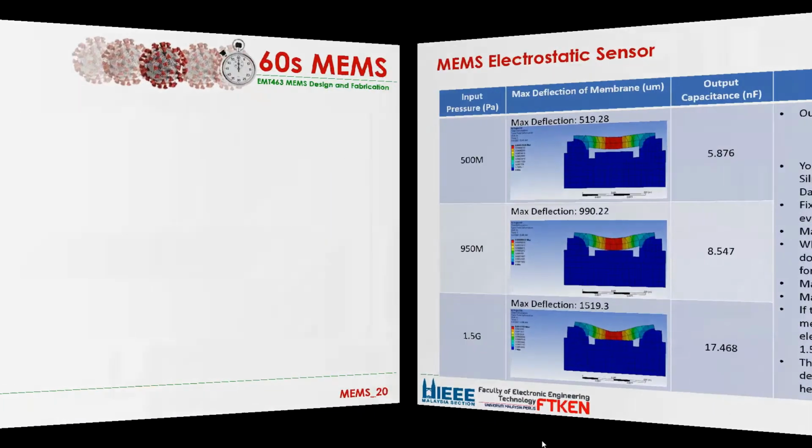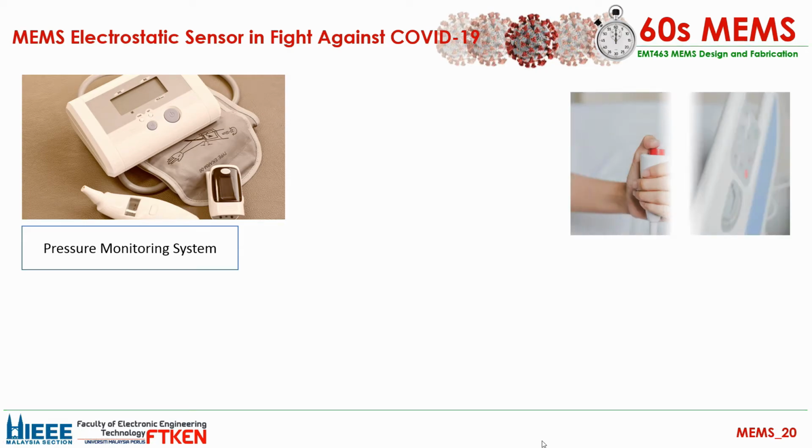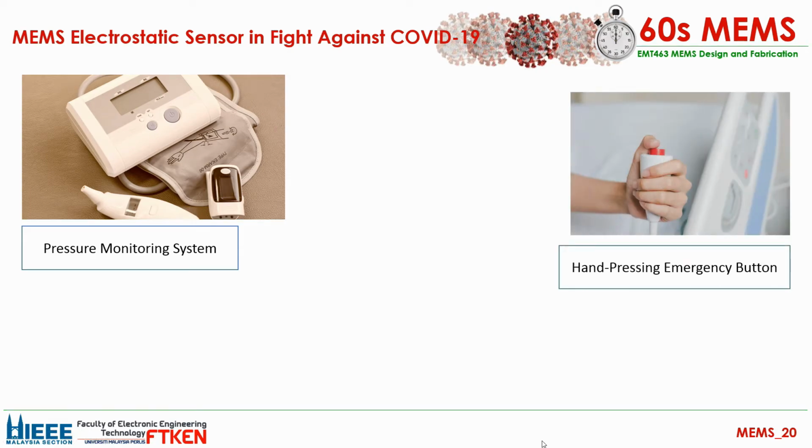For the application of the capacitive pressure sensor in the fight against COVID-19, first, it can be applied in a pressure monitoring system to measure the blood pressure of COVID-19 patients. Next, it can be used with a hand-pressing emergency button. The patients can press the button to ask for medical support when they are in an emergency. Last, it can be used with an automatic sliding door.